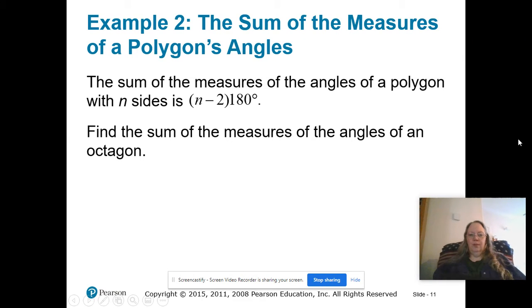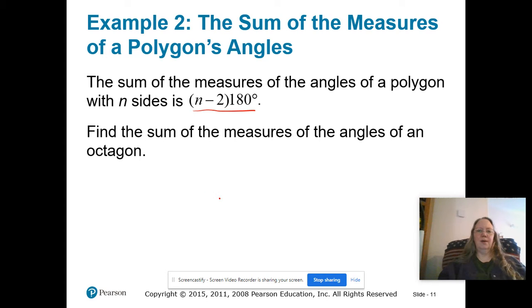All right, picking up where we left off, we are going to find the sum of the measures of the angles of a polygon with a certain number of sides. So this is the formula, but let's talk about where this formula comes from. Suppose I have a quadrilateral right there, and I want to figure out the sum of the measures of the angles.